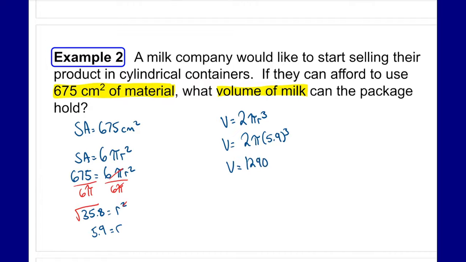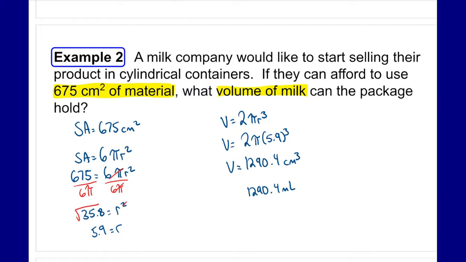So 1290.4. It would be centimeters cubed, but from the previous question, we know that 1 centimeter cubed is equal to 1 milliliter. So this is the same thing as saying 1290.4 milliliters. So therefore, given this amount of surface area, the optimal, or the most volume that our container would hold, would be 1290.4 milliliters.